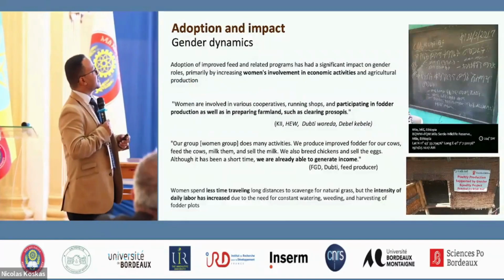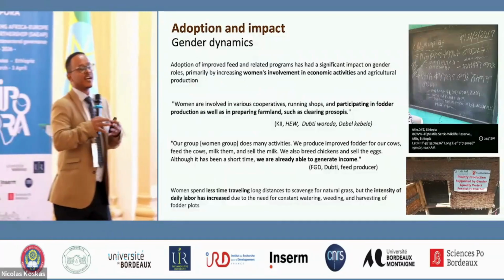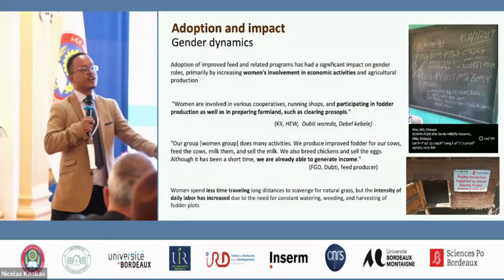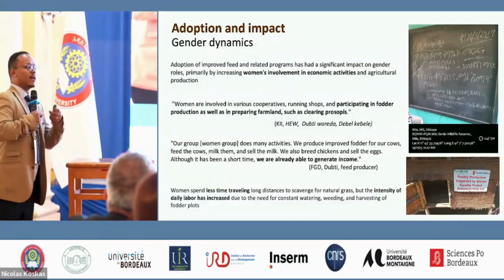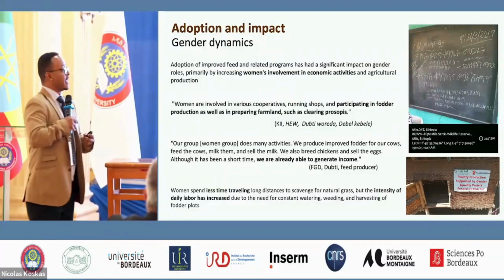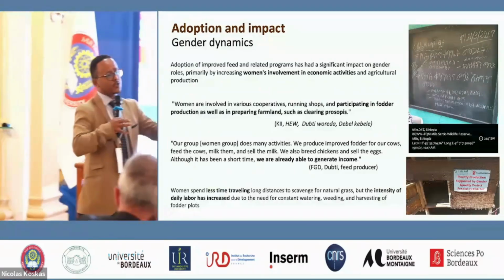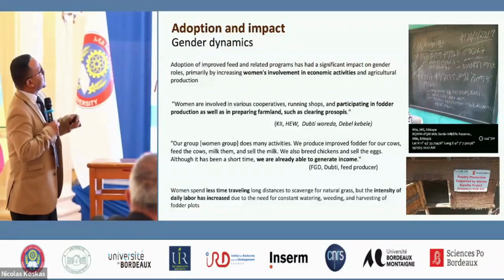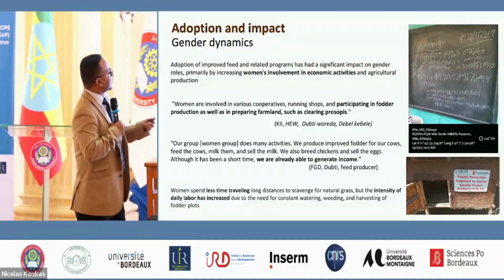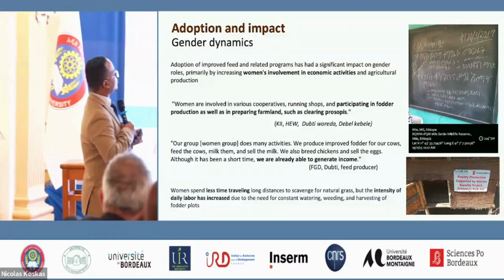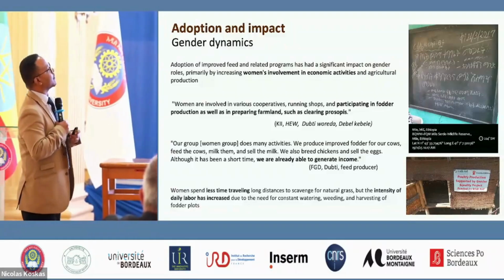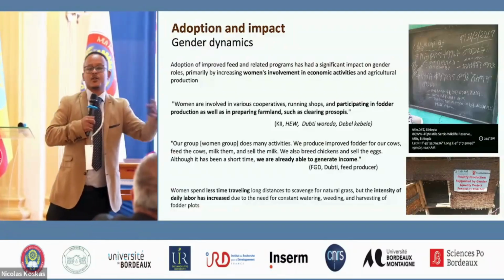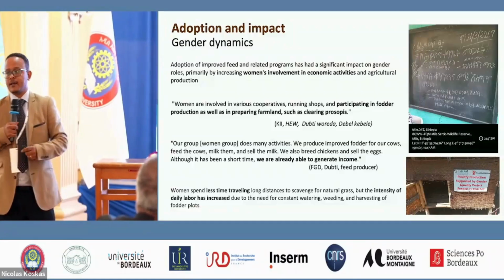Another dynamics, things that are changing, is the gender dynamics is changing as well. As I said, there are certain actors working on giving training to women, on how to handle cash, forming cooperatives, and the like. And much of the fodder production and the value chain of fodder production, women are heavily involved. And so we see women's involvement in economic activities and agricultural production. They participate in fodder production, in the preparation of farmland, as well as in clearing the invasive species so that it could be replaced by improved fodder.